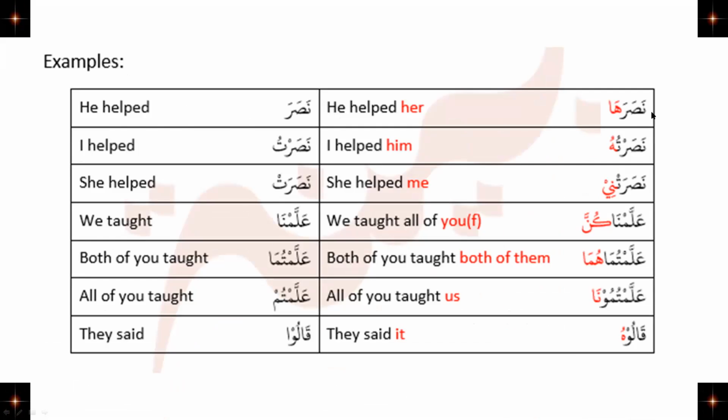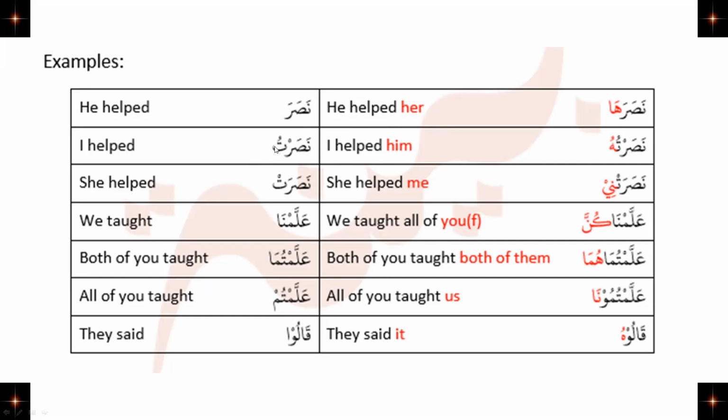Now let's go to examples here. Look at this. Nasara and then ha. Nasara, ha. These are 2 words. Okay. Nasara, ha. These are 2 words. How do you do that? You separate the nasara like this. Nasara. And then you separate the ha. So you translate the nasara and you translate the ha, then you put them together. So nasara and ha, it becomes he helped, nasara, ha, her. Okay, so he helped her.